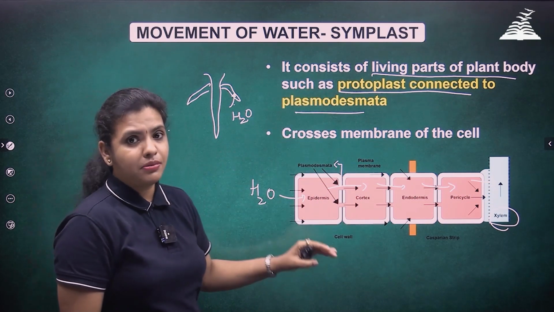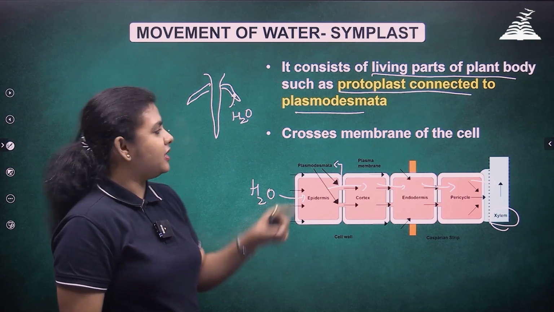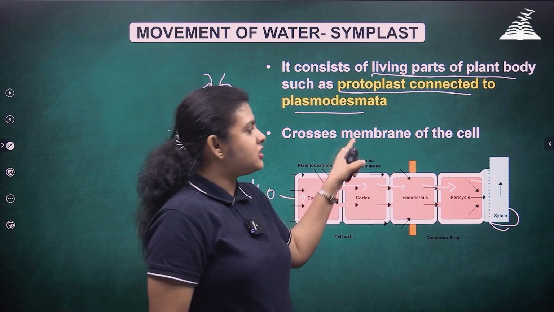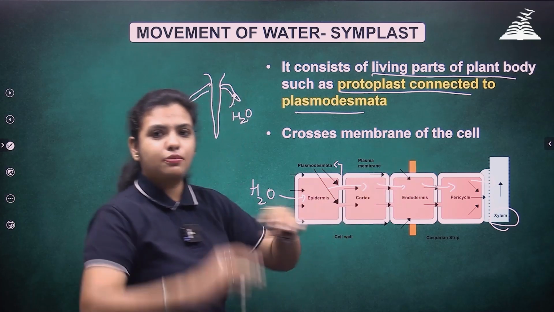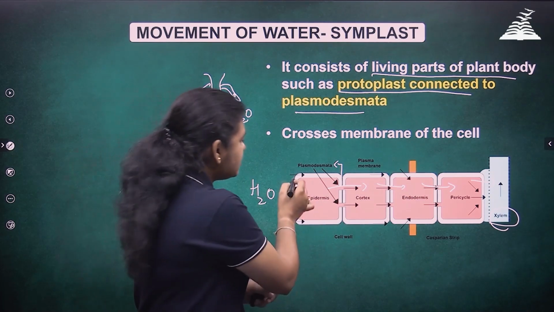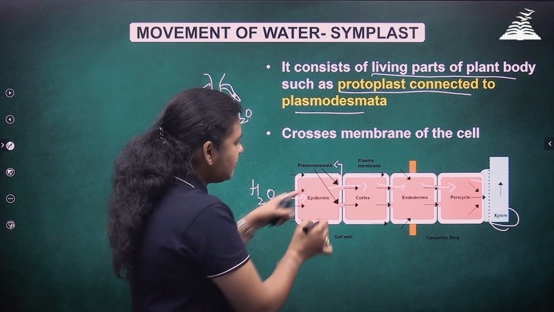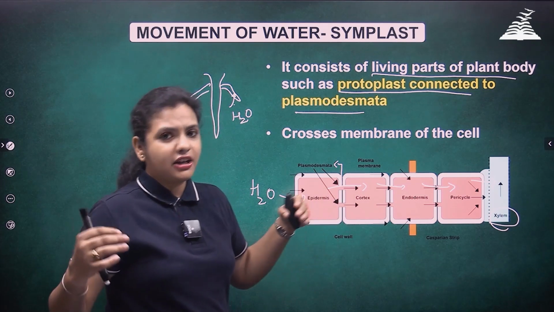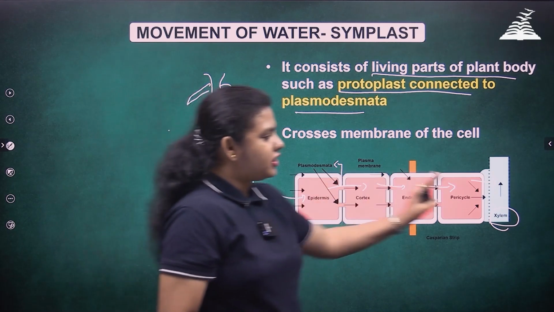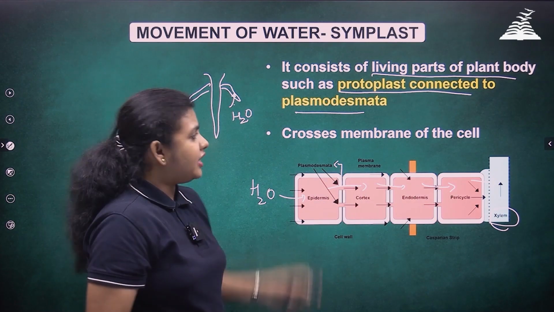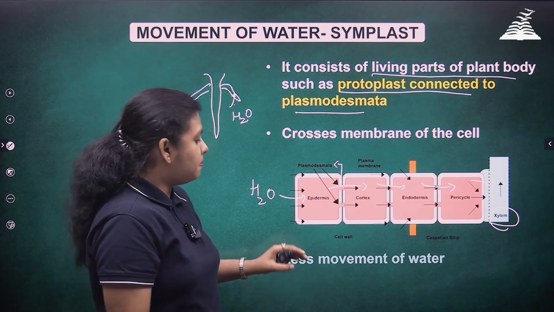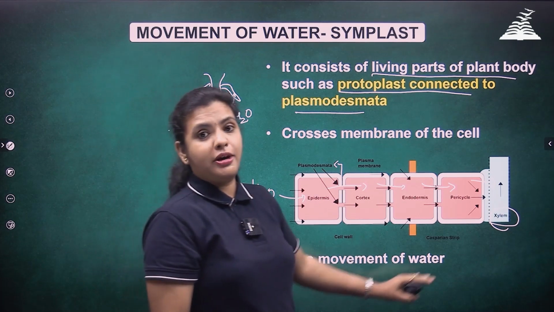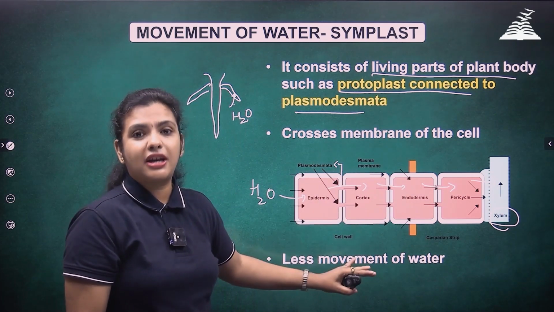That is symplast. What are you observing here? Water crosses the membrane of the cell. So plasma membrane is here. This is your cell wall. This is the plasma membrane. Inside the plasma membrane, you have the protoplasm. And using the protoplasm, water is moving. Very, very simple here. But there is less movement of water by this mechanism.